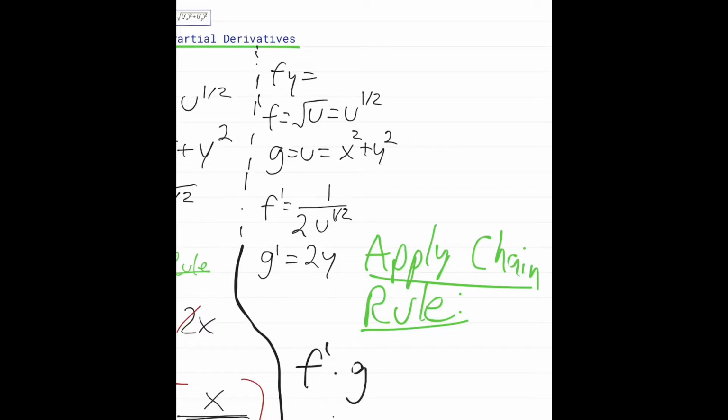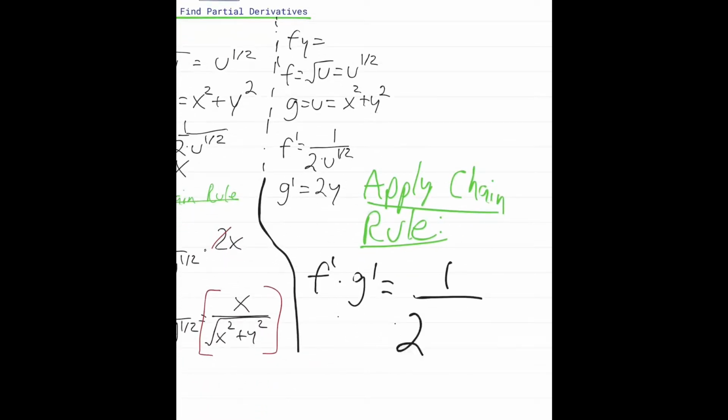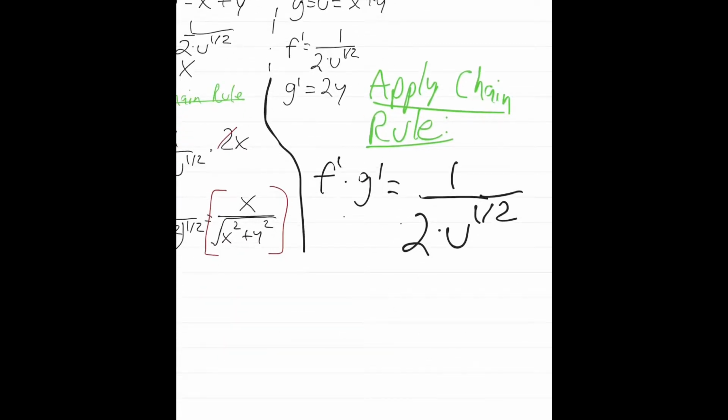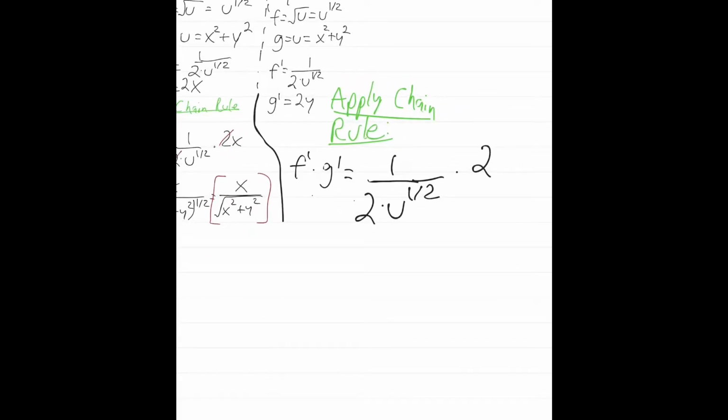And in doing so, we know the chain rule is f prime times g prime, which is equal to 2 times u to the 1/2. Furthermore, times the derivative of g prime. What's our g prime? 2y. And then we see that the 2's cancel out.